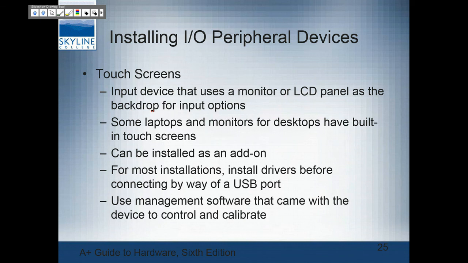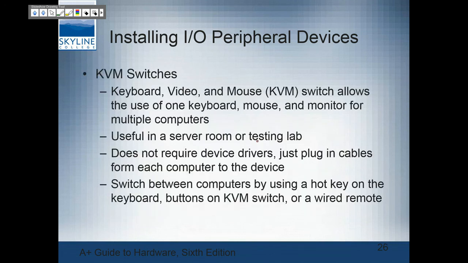Touchscreens. We love them, love to hate them, whatever else. They work very well. Capacitive touchscreen is a thing. It's become pretty popular. The input device uses the monitor or LCD panel as a backdrop for the input options. You can buy touchscreens. They're coming down in price all along. But it can be installed as an add-on. We can get an adapter. What you really do is put a grid over your monitor. And then you do the alignment, and when you touch it, your touch becomes the mouse input, which is kind of handy.